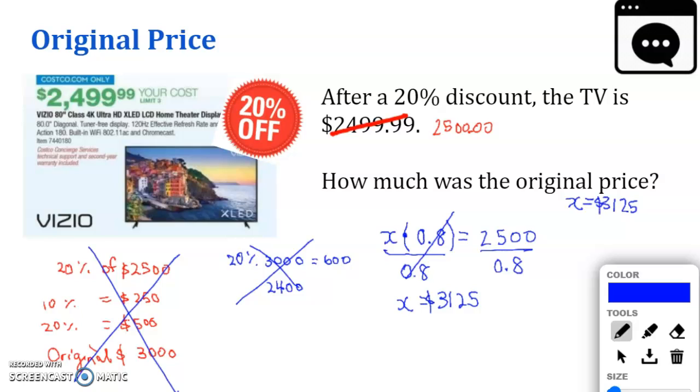Let's check if this would work out. If I figure out what is 20% of $3,125, well, 10% is, you move it one decimal place to the left, so that's going to be 312.5, and double that, that's going to be $625.